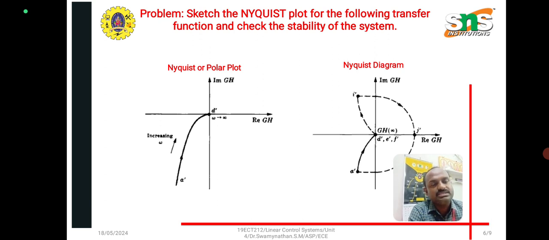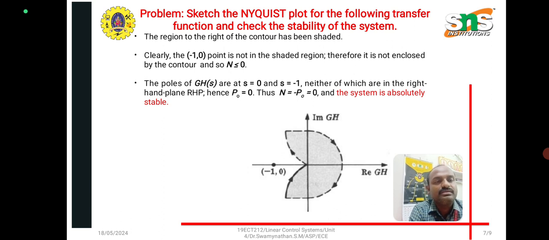You can take the real part of G H and the imaginary part of G H, then it increases. And the Nyquist plot is just the mirror image of the polar plot. So you can get the imaginary axis and real axis. The region to the right of the contour has been shaded. So clearly minus 1, 0 is not in the shaded region. Therefore, it is not enclosed by the contour, and so N is less than or equal to 0.